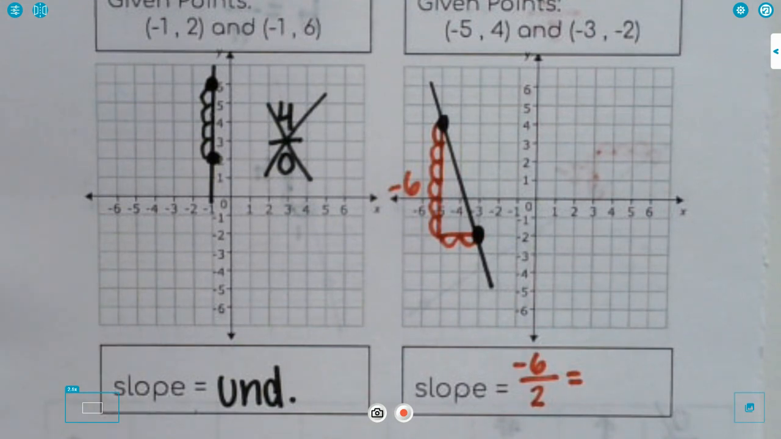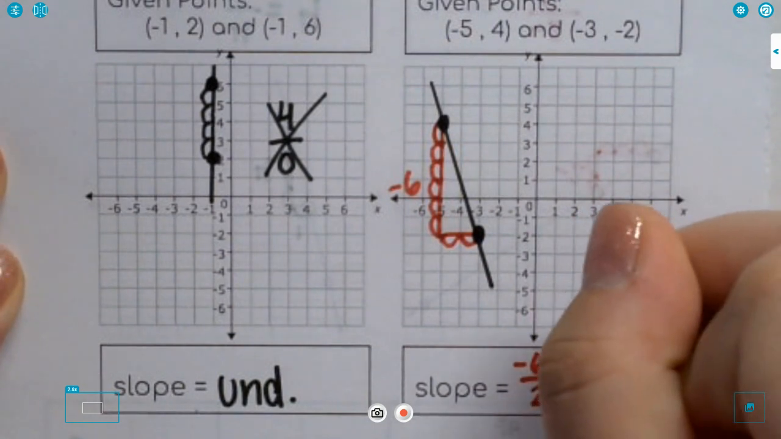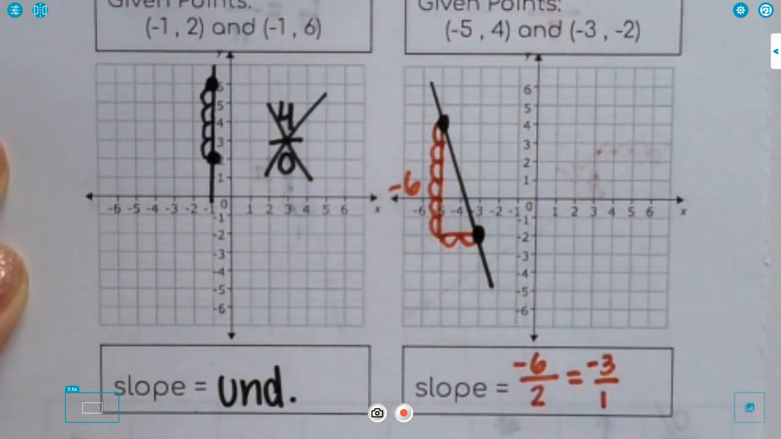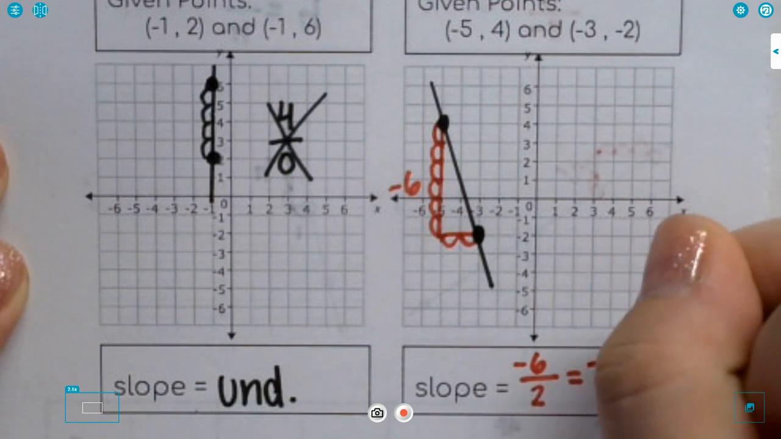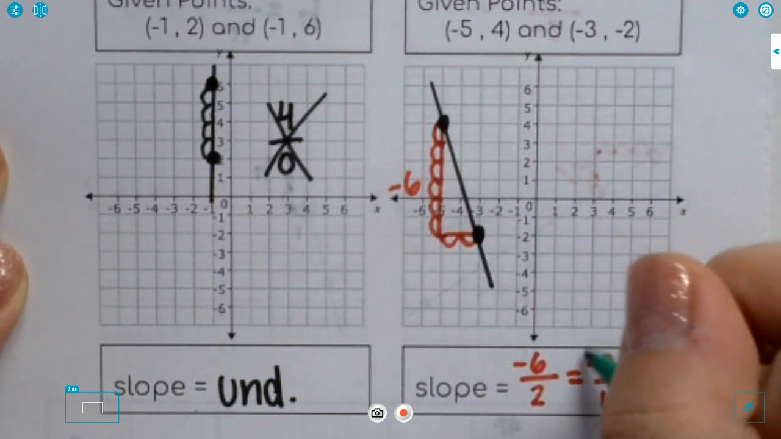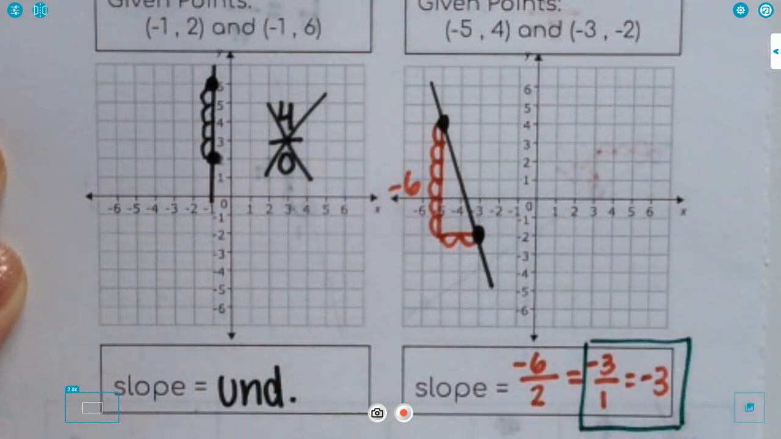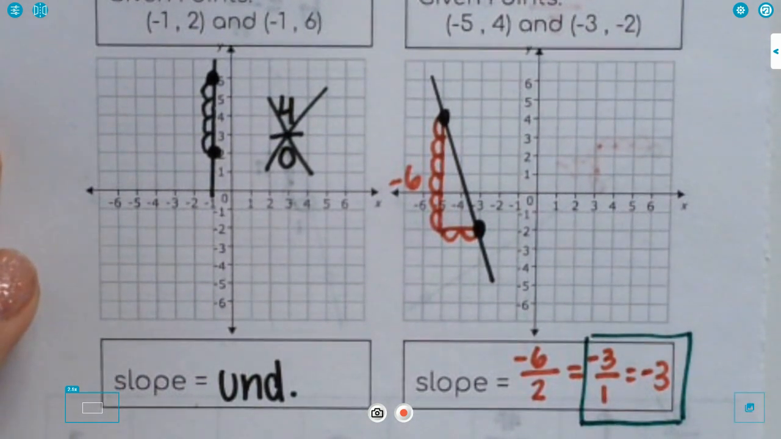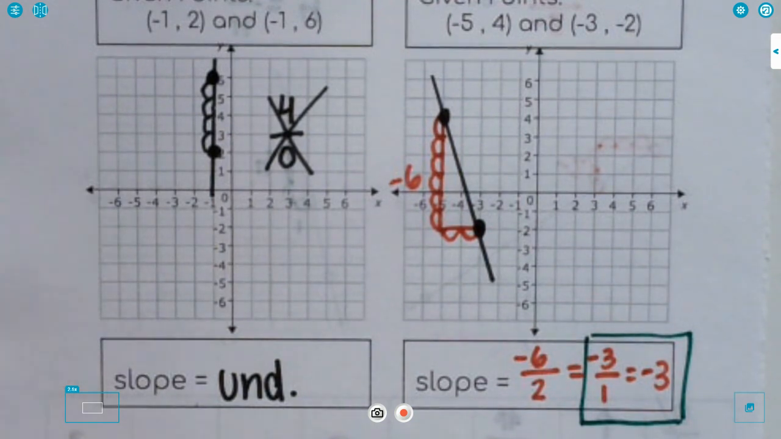What can I do with that fraction? I can simplify it. So I can divide -6 and 2 both by 2, and I can have -3 over 1. Or I can just divide it out and have -3. On this one, either of these would be acceptable answers. -3 over 1 or -3 are acceptable answers. If you leave it as -6 over 2, I'm going to write -0.5 point, reduce. Okay, questions right now.